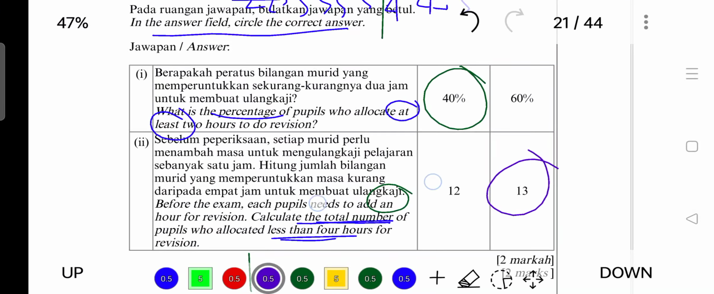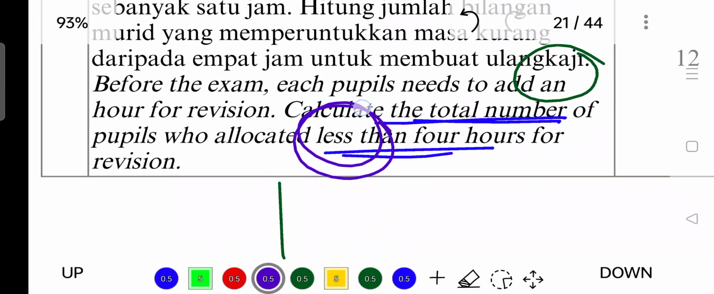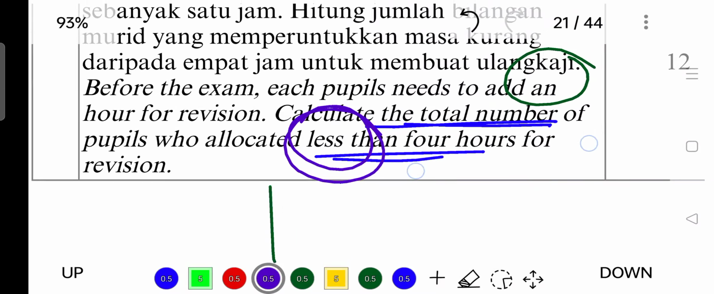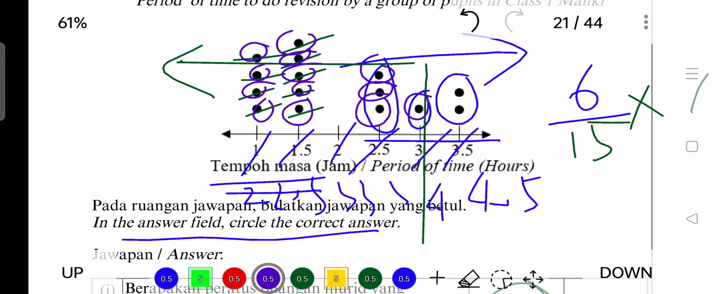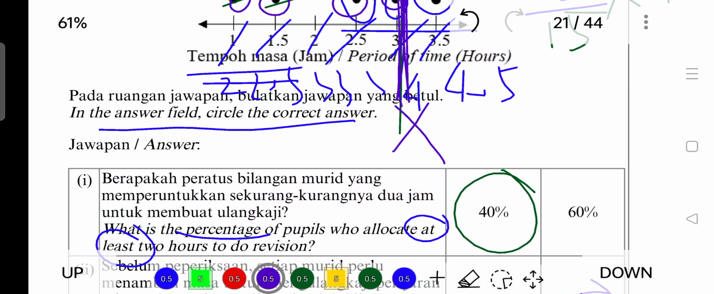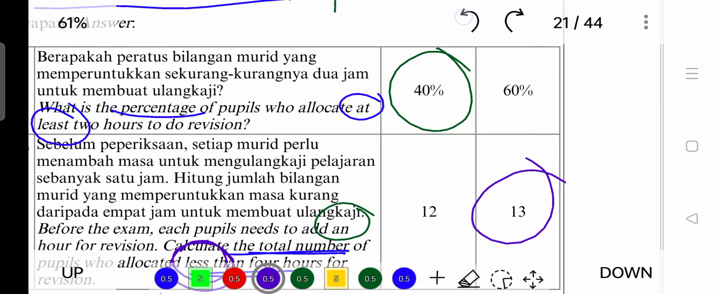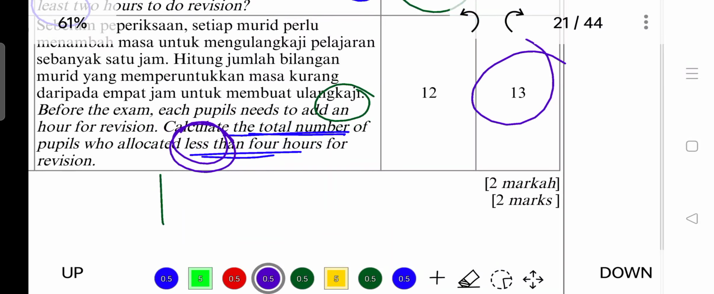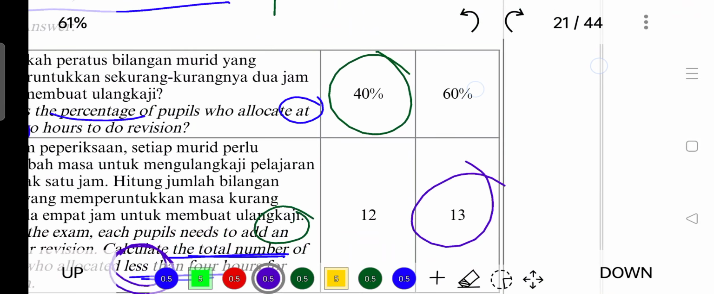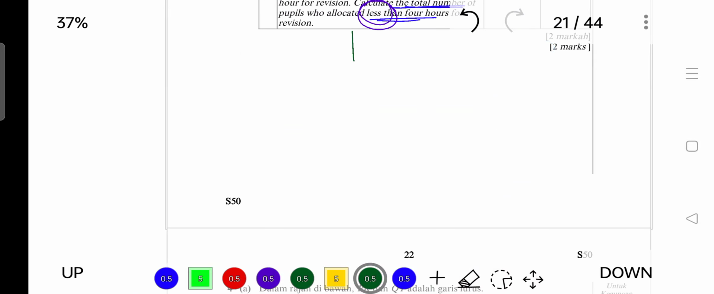Okay, I made a mistake because they say less. They didn't say less or equal. So can we count this 4 hours? No, this can't be counted. So the answer is only 12. Okay, it's my mistake. The answer will be only 12. This is not the answer, but this one.